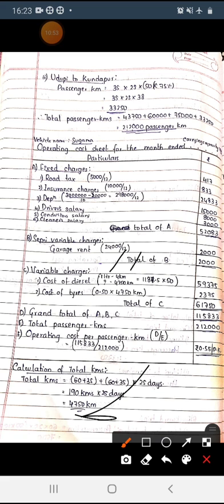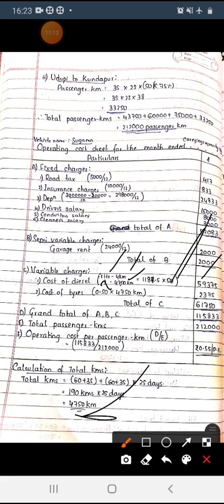So 1 liter means 4 kilometers. So 4750 kilometers means how many liters do we need? We need 1187.5 liters. 1 liter means how much cost? Rupees 50. So 59,375. This is the cost of the diesel.